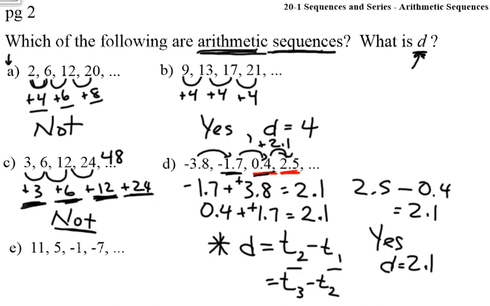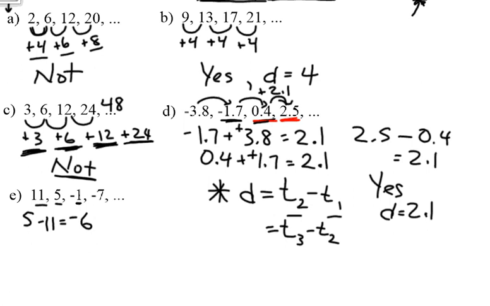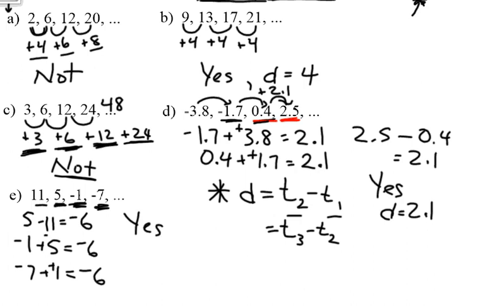E, very quickly. Well, some of you might see it, some of you might not. Take a value, 5, subtract the previous value. 5 minus 11, negative 6. Let's double check that. Well, in this case, we could go negative 1, subtract the previous value. Negative 1, subtract 5, gives us negative 6. Last check, take the negative 7, subtract the previous value, and we get negative 6. So yes, this is an arithmetic sequence, and our common D value here is negative 6.